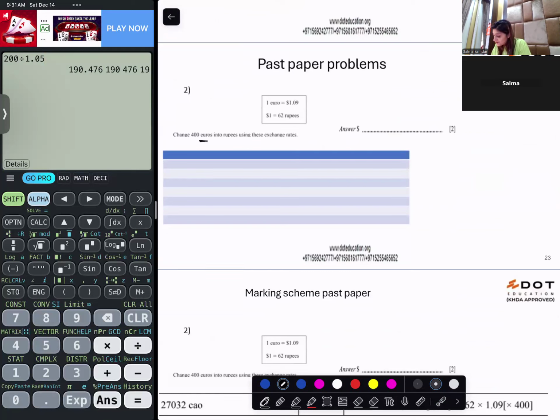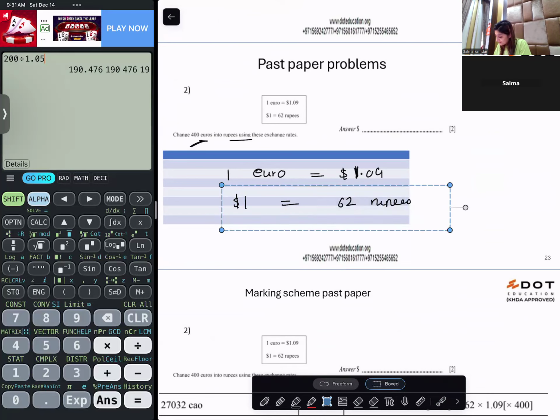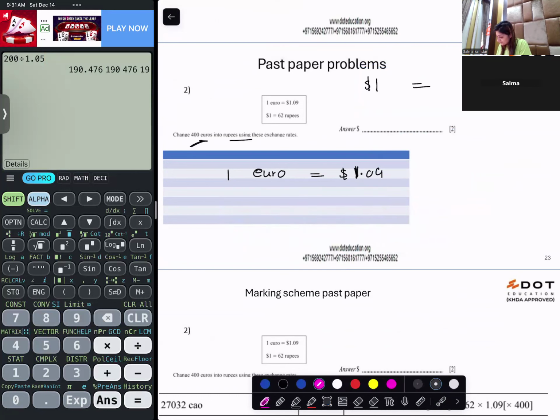Okay. Change 400 euros into rupees. 1 euro is $1.09. $1 is equal to 62 rupees. And I want to change 400 euros into rupees. So first I use what I have. I know 1 euro is $1.09. So first convert into dollars. So 400 euros would give me how many dollars?